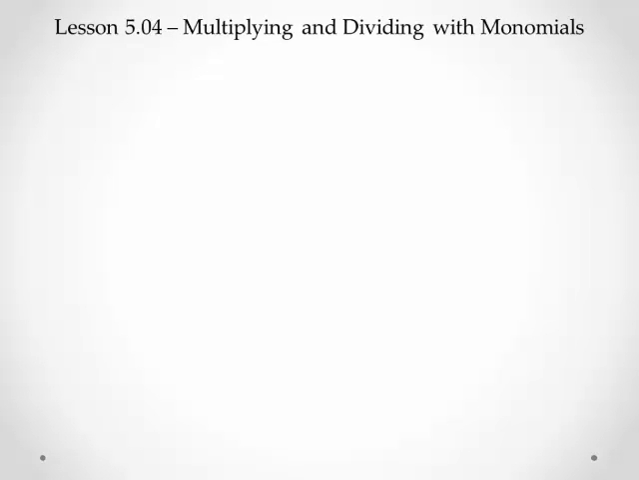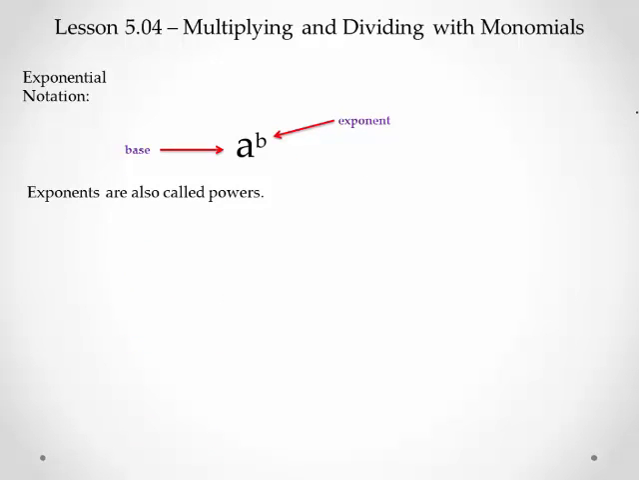Lesson 5-4, multiplying and dividing with monomials. So first we need to understand what exponential notation is. We have a to the b. The small b is the exponent and the a is called the base. Exponents are also called powers.